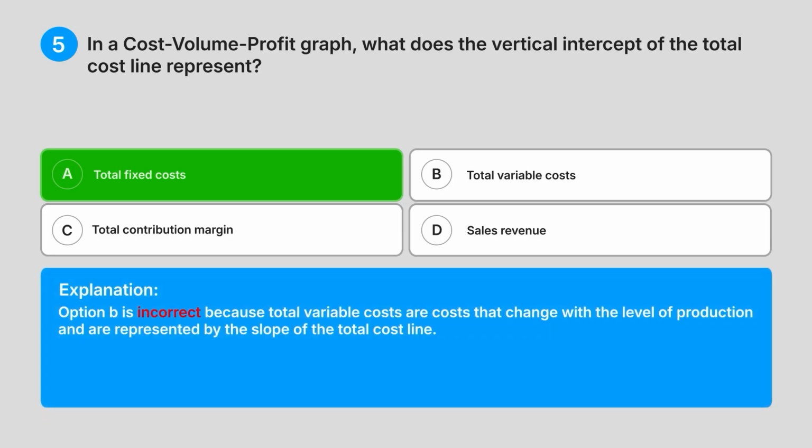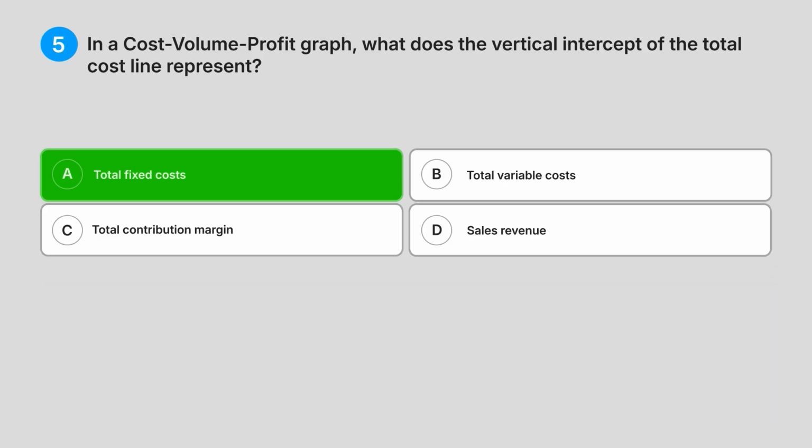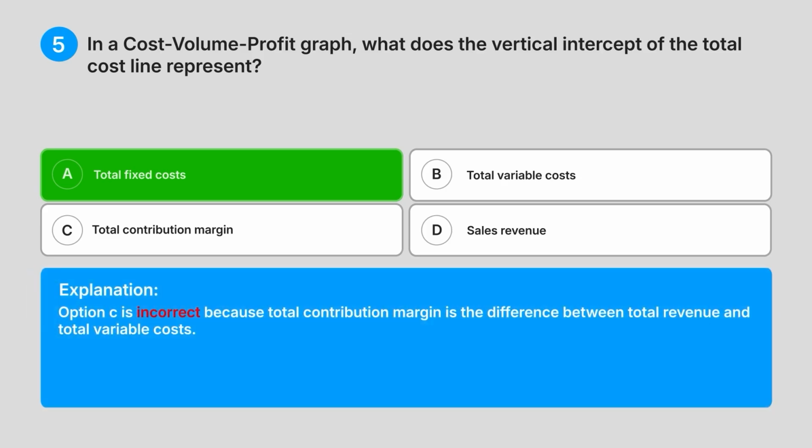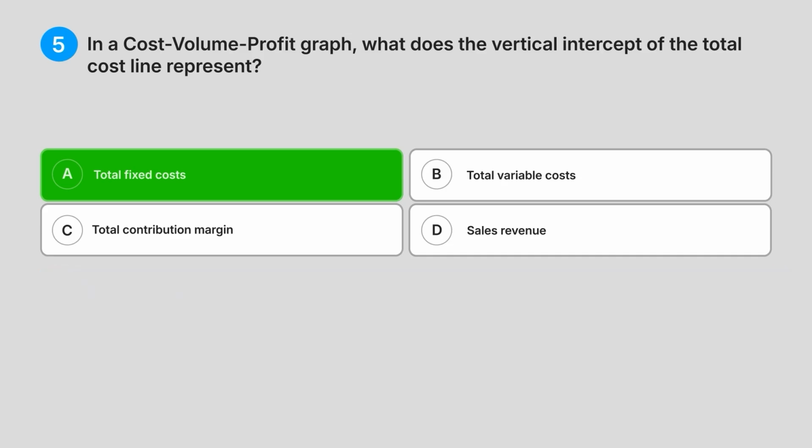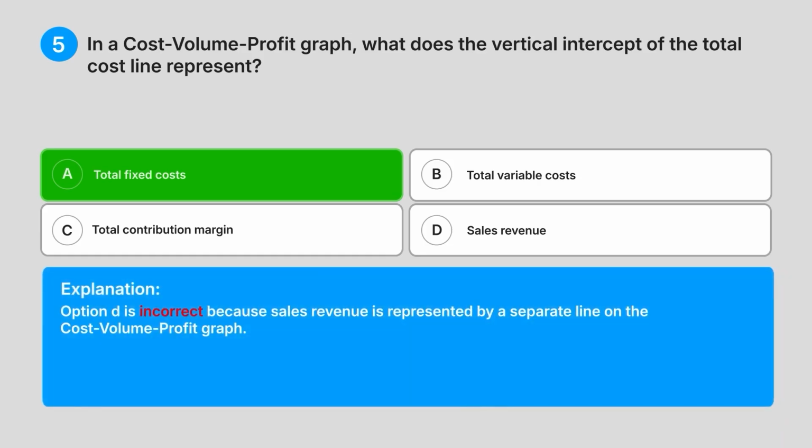Option B is incorrect because total variable costs are costs that change with the level of production and are represented by the slope of the total cost line. Option C is incorrect because total contribution margin is the difference between total revenue and total variable costs. Option D is incorrect because sales revenue is represented by a separate line on the cost volume profit graph.